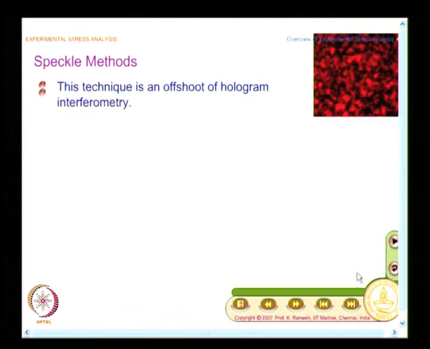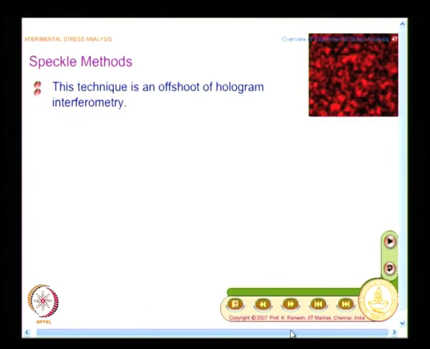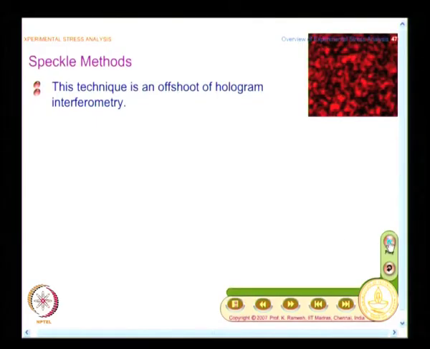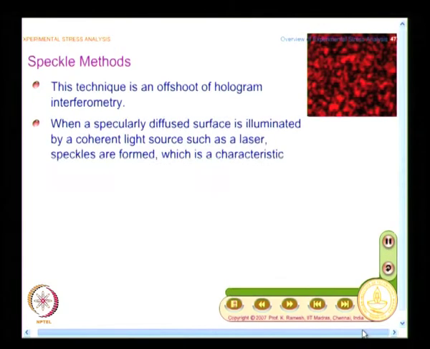And obviously, this is an offshoot of hologram interferometry, and we have already seen whenever you have a coherent illumination, you have formation of speckles. We have seen, if I use it with white light, Athena goddess was looking nice. The moment I illuminate it with laser, you saw speckles on the face, on the entire picture, and this is used as a technique to reveal displacement information.